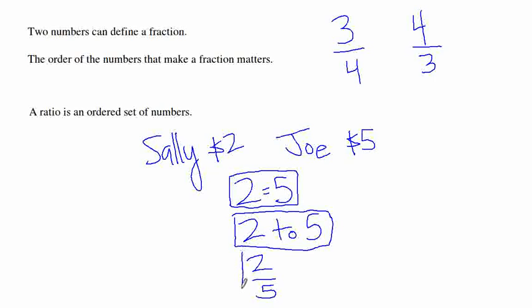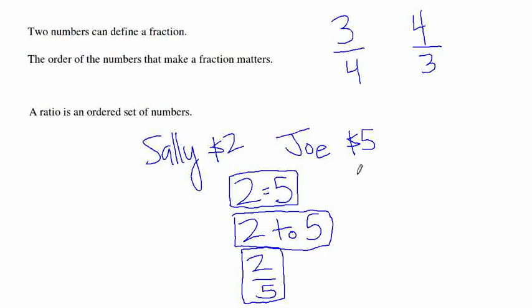Okay, now let's be clear. When you communicate how much money two of your friends have, you're not talking about a fraction. A fraction is used to communicate a single quantity, for example, a certain number of slices of pizza. But here with Sally and Joe, what you're trying to communicate doesn't correspond to a certain number of slices of pizza. Okay?